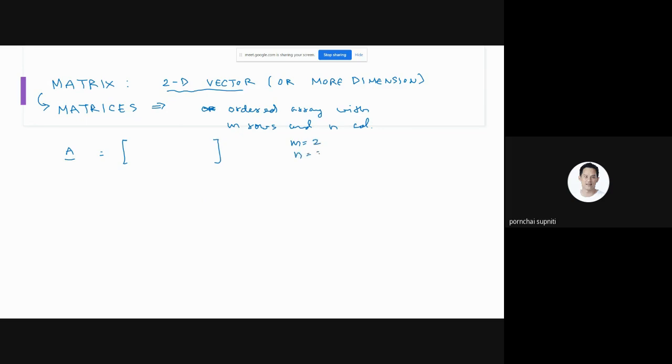For example, if I let A be a matrix with m equal to 2 and n equal to 3, so we have 2 rows and 3 columns. Let's say some numbers just for fun: 2, 4, 2. So in this case, we have 2 rows multiplied by the number of columns, which is 3.